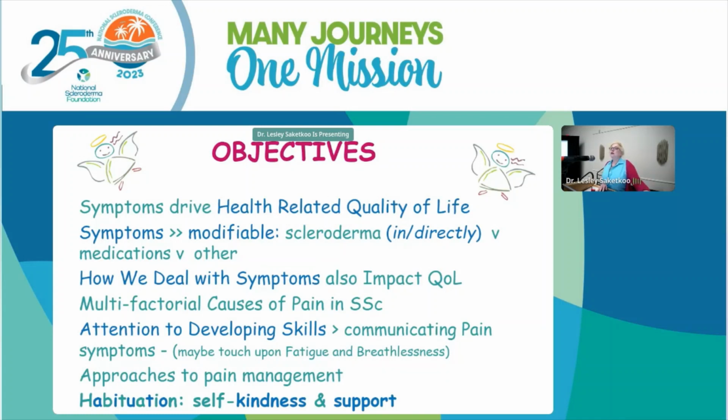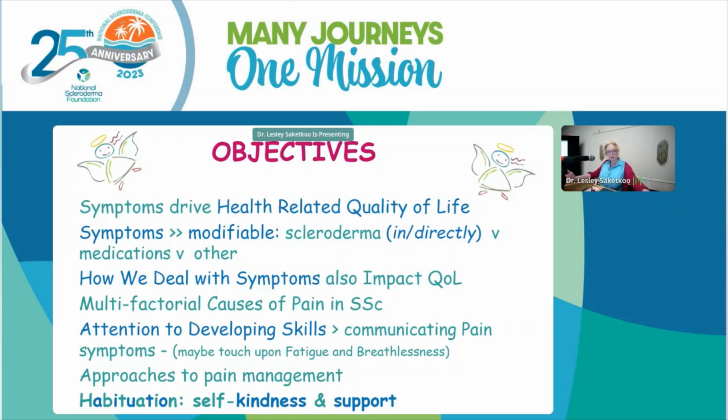Okay, so we're going to talk a little bit about quality of life, and symptoms drive quality of life in health conditions. Symptoms, we're not stuck with them. They are modifiable. We can work with them. If we can't resolve them, we can at least work with them and manage. There are a number of reasons why somebody living with systemic sclerosis will have symptoms. It could be from the disease itself. It could be indirectly from something maybe related to medications or related to any other event.